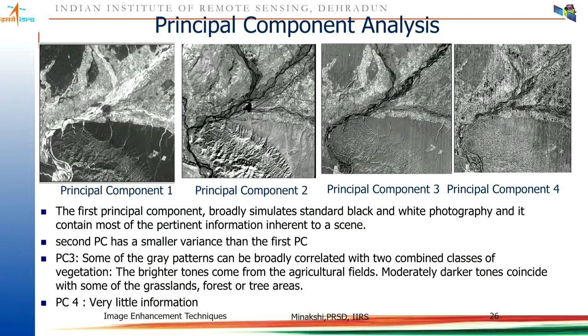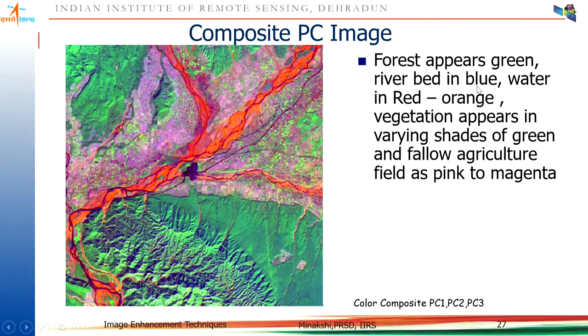That means the information content in principal component 1 is unique, and the information content in principal component 2 is also unique. And so on, the amount of information goes on reducing in the subsequent principal components, but each one has its own unique information. So you will see that the first three components have the maximum amount of information, and there is a very small amount of information from principal component 4 onwards if you have more bands of data.